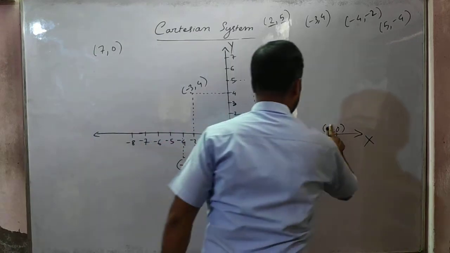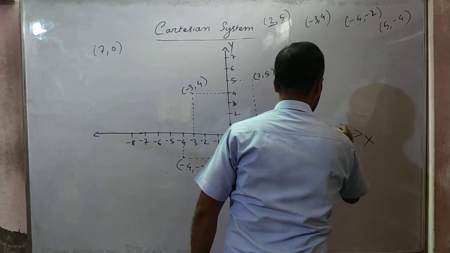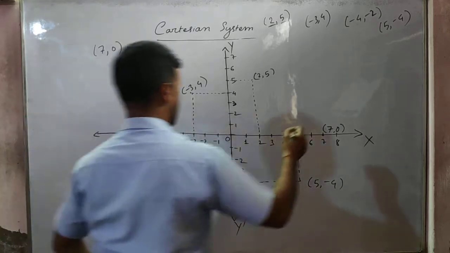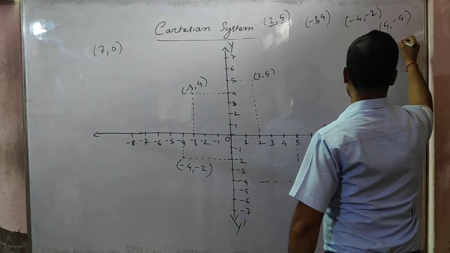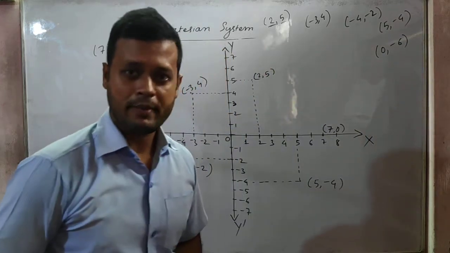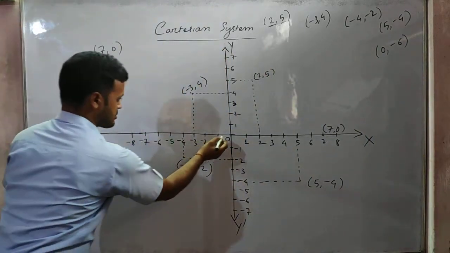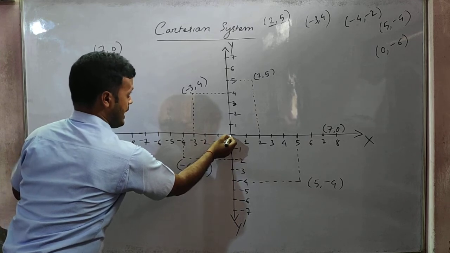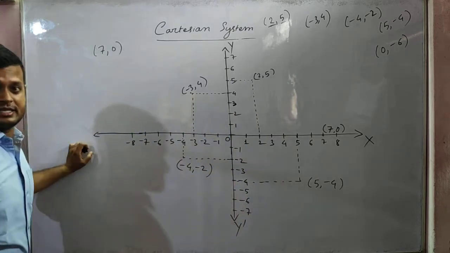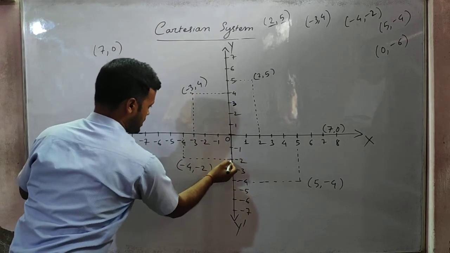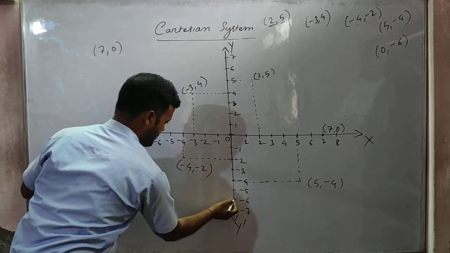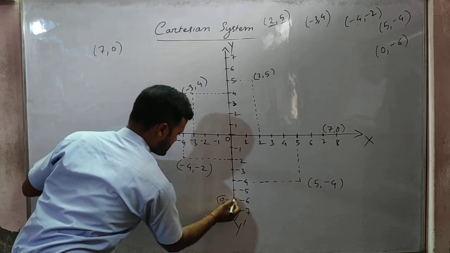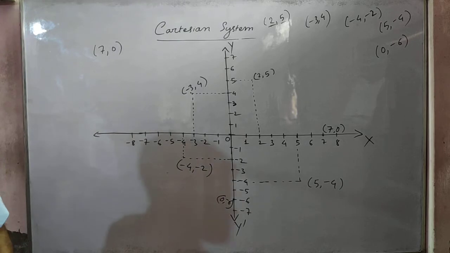Okay. Again, suppose one more point you want to locate, that is suppose (0,-6). So let us locate (0,-6), isn't it? So x is 0 and y is minus 6. So minus 1, minus 2, minus 3, minus 4, minus 5, minus 6. This point will be (0,-6). This is the point. Understood?